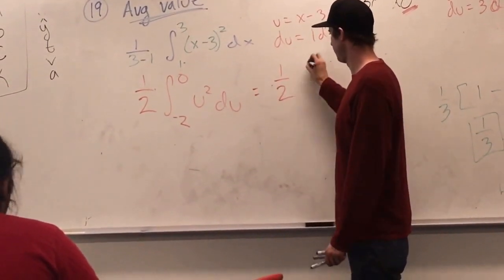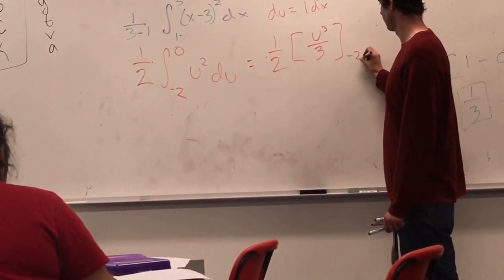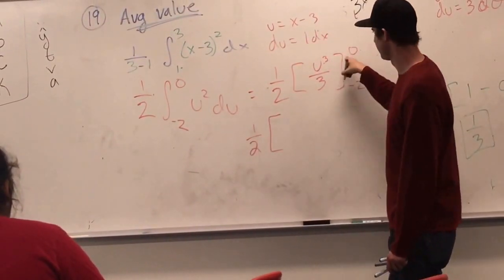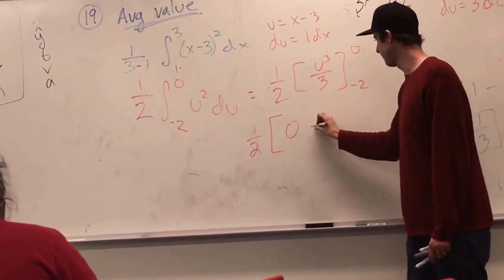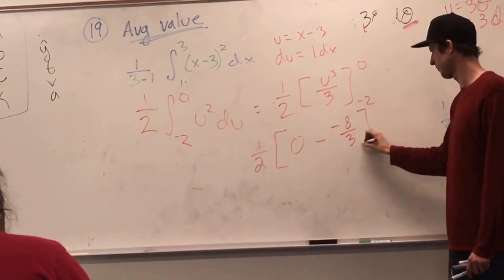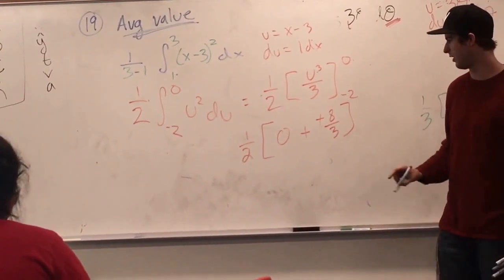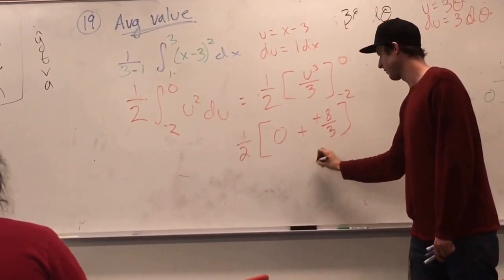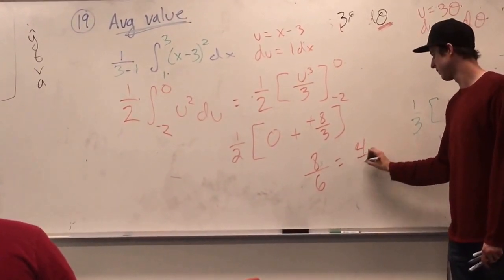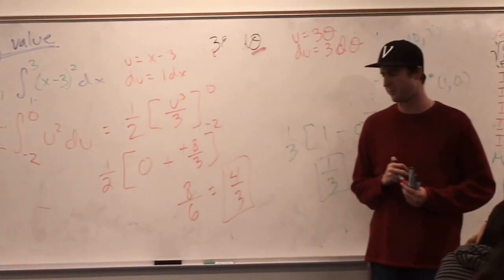Okay, and this becomes 1/2 times the integral of u squared, which is u cubed over 3, from -2 to 0. That gives me 1/2 times 0 cubed is 0 minus -2 cubed. Honestly, you could leave your answer like this, or 1 times 8 is 8 over 6. You could still leave your answer like this, or you can make it 4/3. It is good practice to simplify it, just because on the multiple choice, you'll need to.